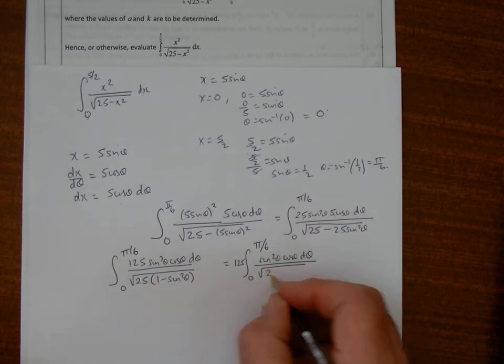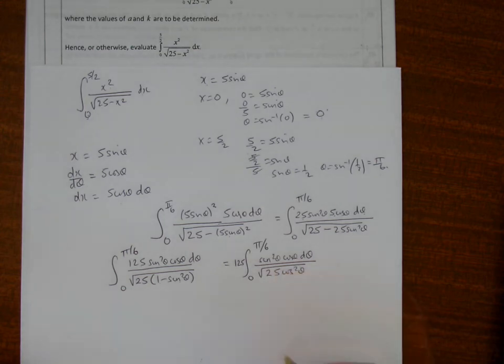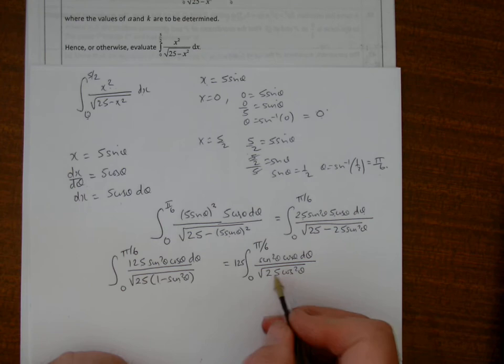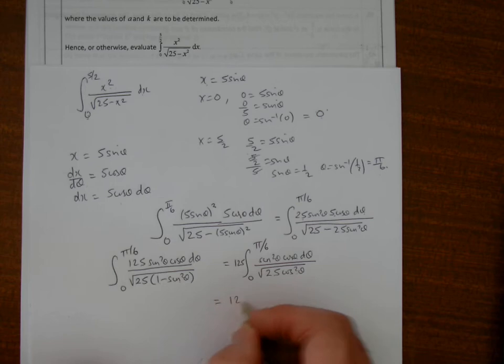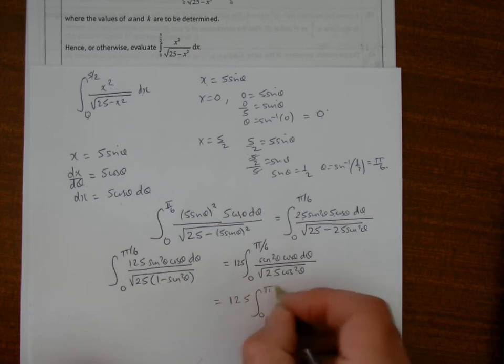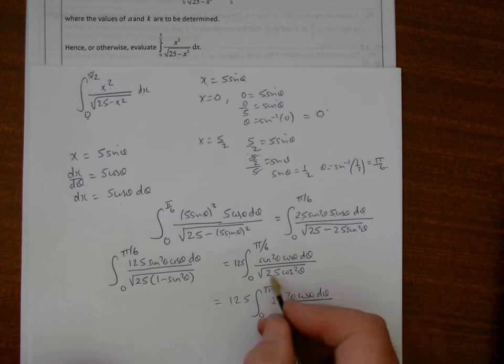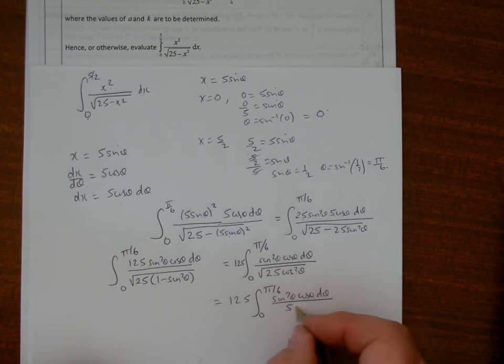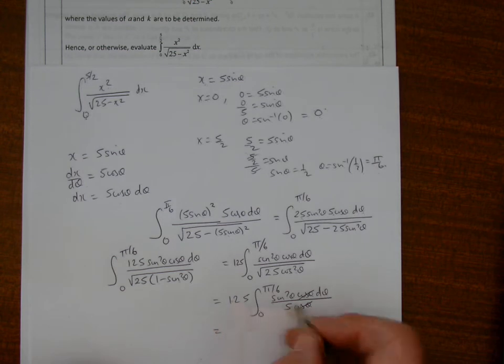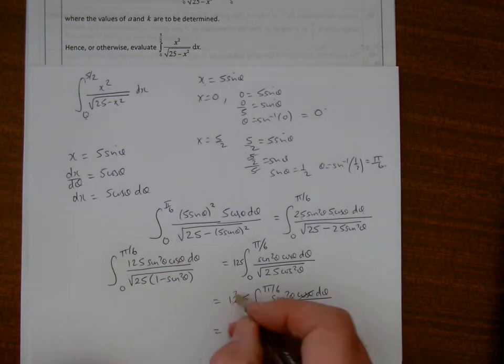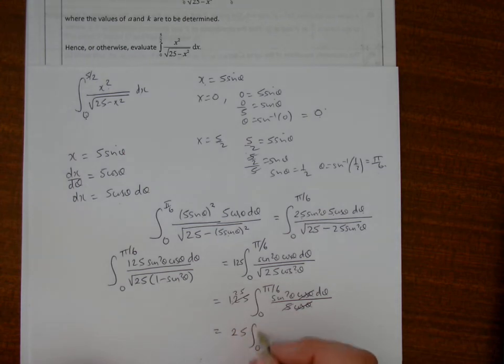So that's sine squared theta cos theta d theta on top, over the bottom line. 1 minus sine squared is cos squared, so that's the square root of 25 cos squared theta. Now that's a product, and I can square root that. Square root of 25 is 5, square root of cos squared theta is cos theta. So that will cancel, and the 5 will divide into 125 25 times. That's 25 outside, 0 to pi by 6, and I'm going to integrate sine squared theta d theta.